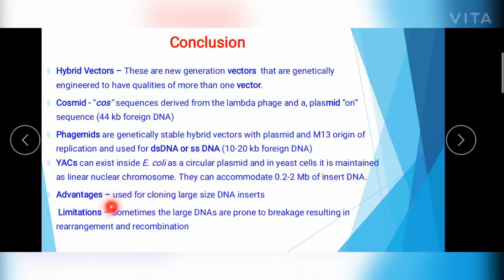And overall, the advantage is that these hybrid vectors are used to clone large size DNA inserts, but the limitations are that cloning efficiency is less, and because these large DNA inserts are prone to breakage. Those are some of the limitations.